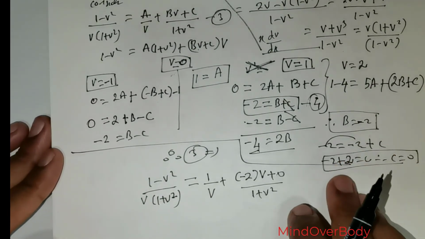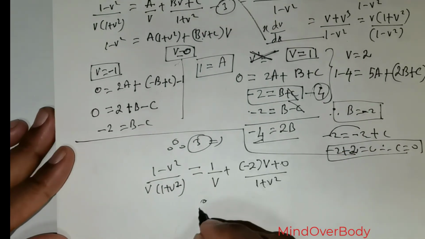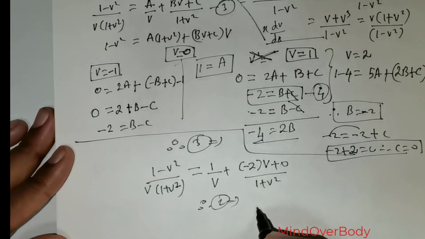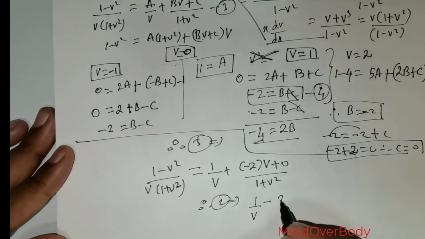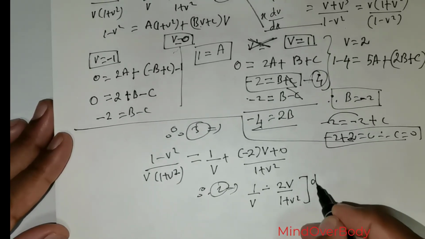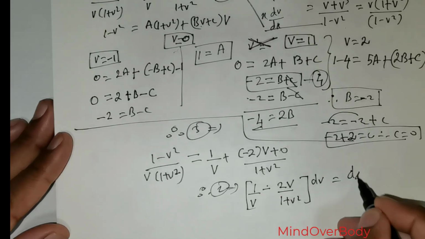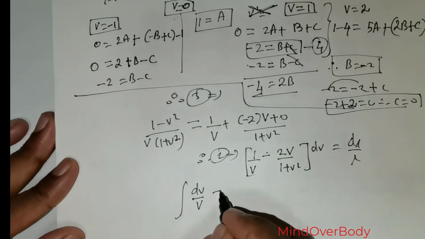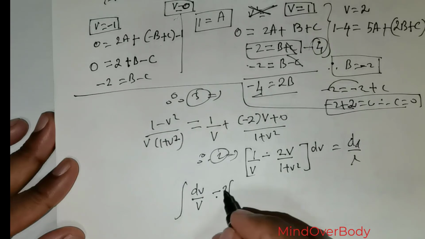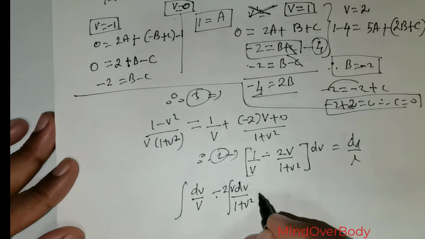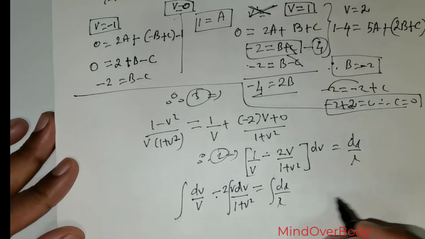So what have we achieved? Therefore I can rewrite 2 using this. That would mean (1 over V − 2V over 1 + V²), and this entire thing has to be multiplied with dV, equal to dx over x. So if I integrate this, this is dV over V − 2 times, probably I can just place 2 inside. I should have done that. Never mind. So this is what you've got, dx over x.